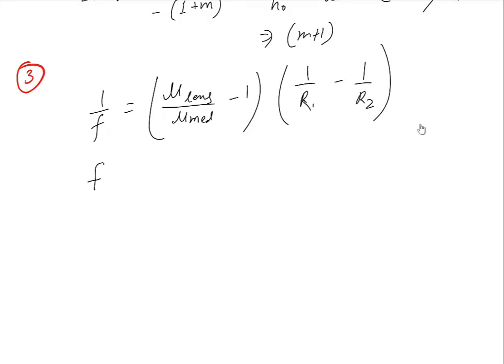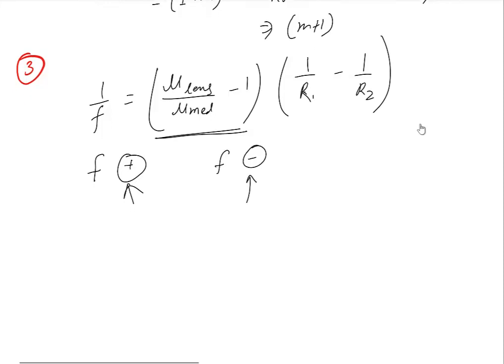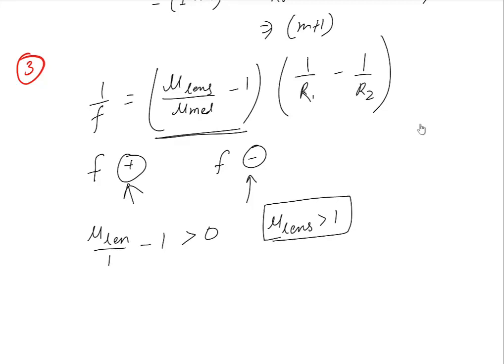So f is coming out to be positive when it is in air, and f is coming out to be negative when it is in water. Alright, so that means this thing is changing signs. When it is in air it's positive, and when it is in water it's negative. So it says a pretty simple thing, mu of lens over 1 minus 1 is positive, that is greater than 0. So mu of lens is at least greater than 1.